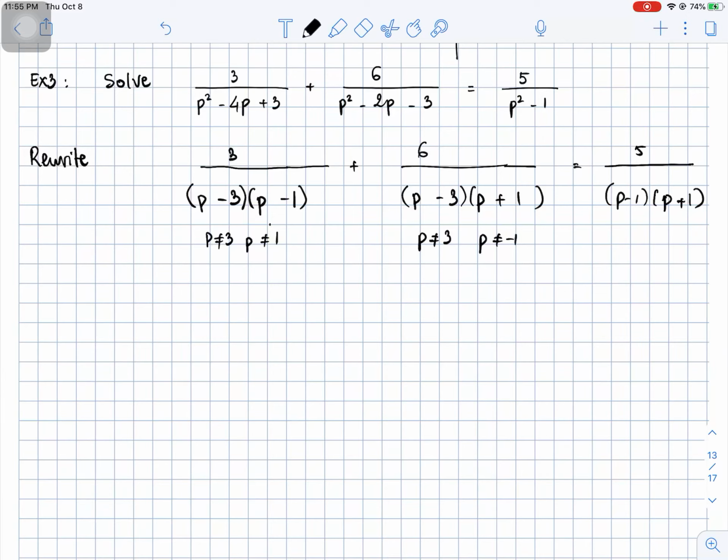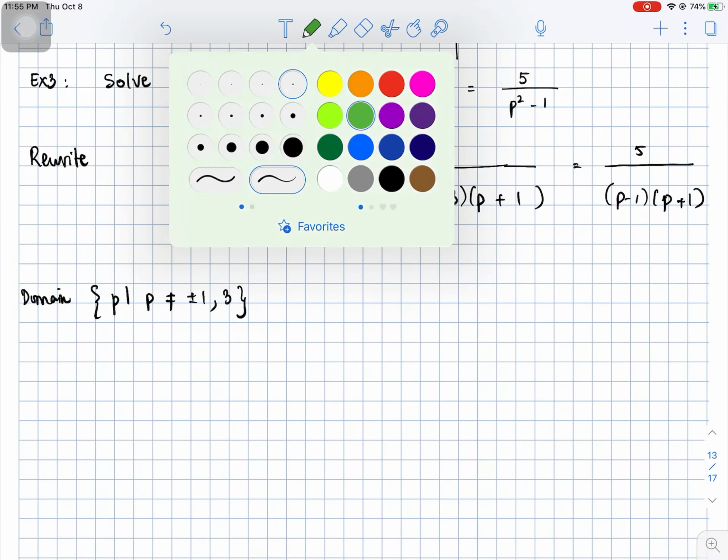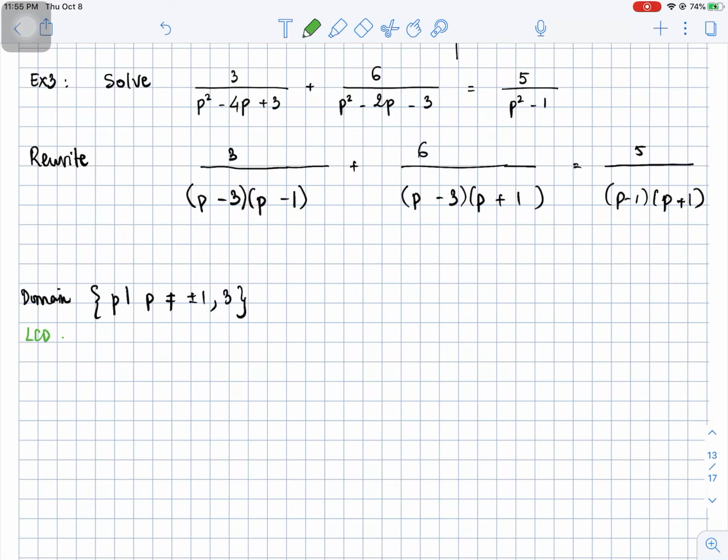The domain for the first one is p not equal to 3 and p not equal to 1. The second one is p not equal to 3 and p not equal to -1. The last one is p not equal to 1, p not equal to -1. So we combine the domain of all of them. We can say that p not equal to ±1 and 3.